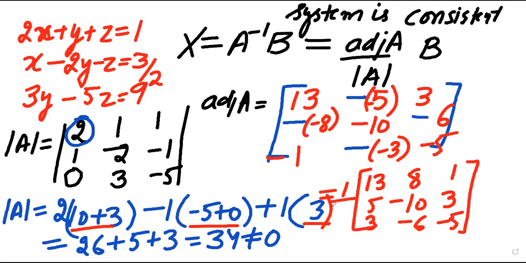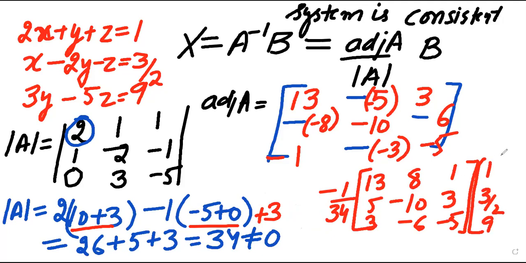What is the determinant? That is 34, so 1/34. I am writing it simply here so that it is a little clearer, plus 3. Okay, and multiply by b. What is b here? 1, 3/2 and 9. So all will multiply it. Let's see what answer comes.